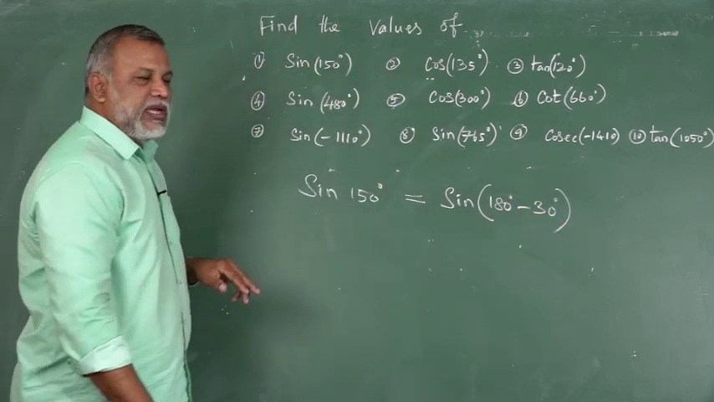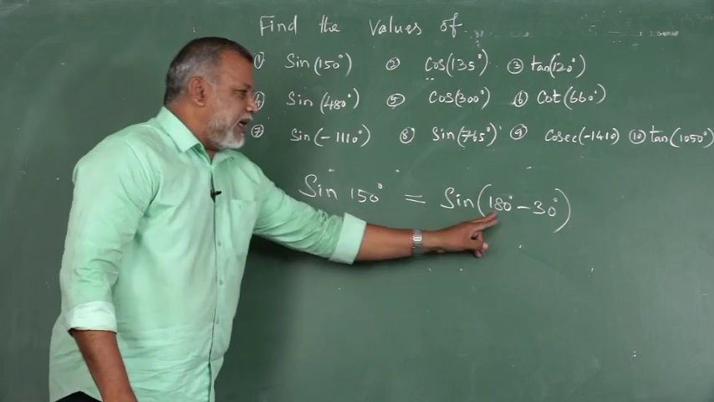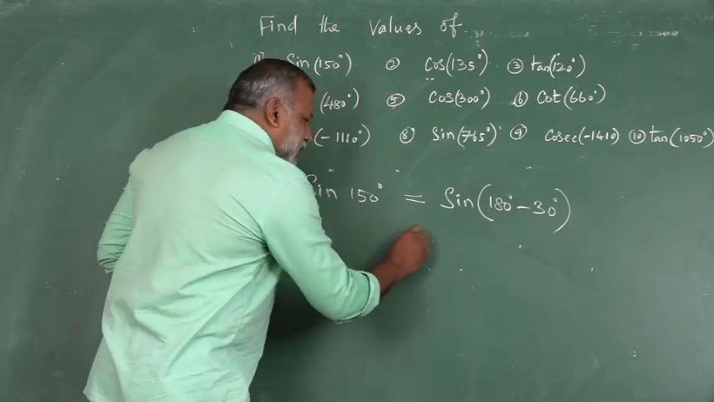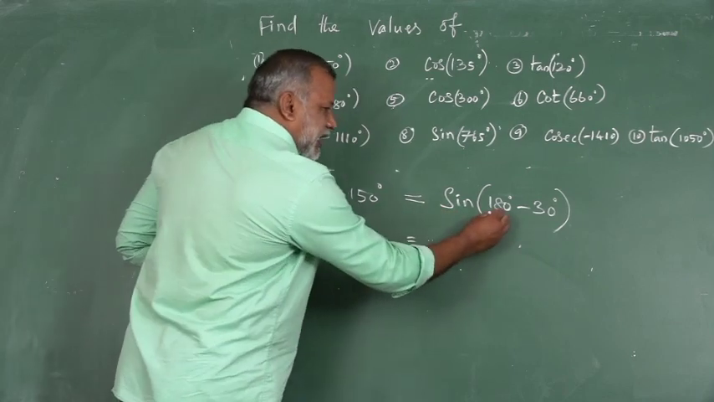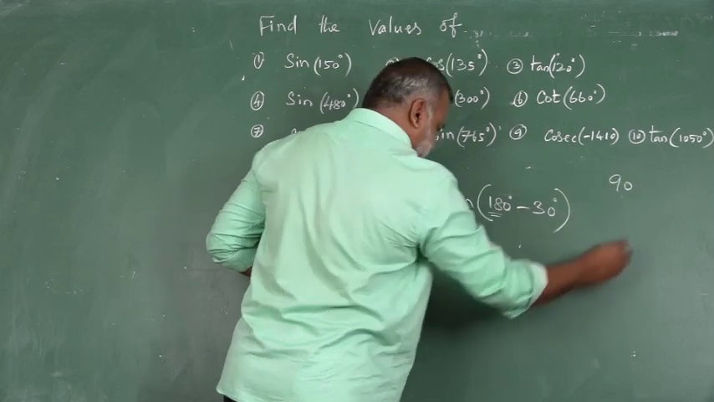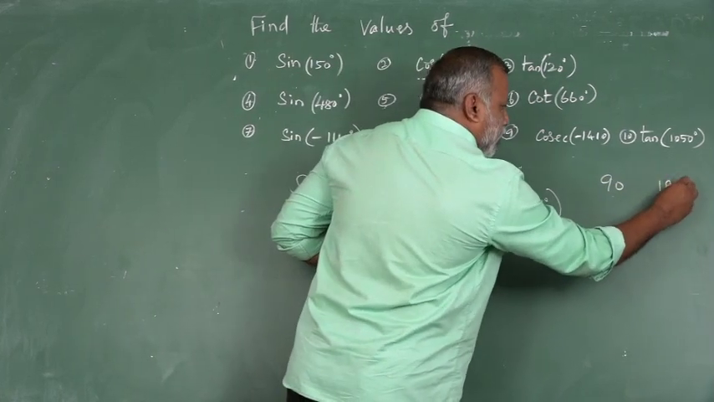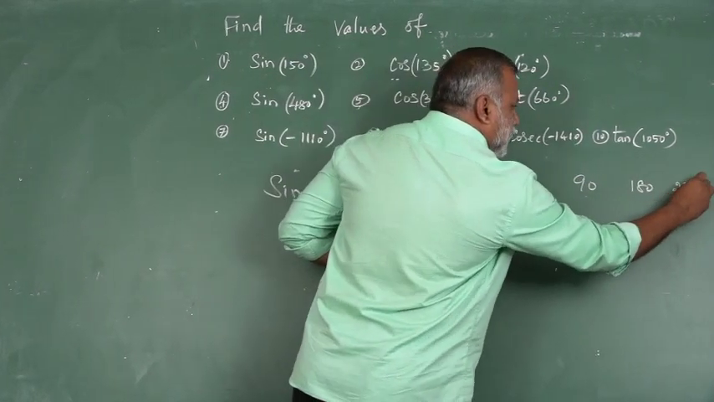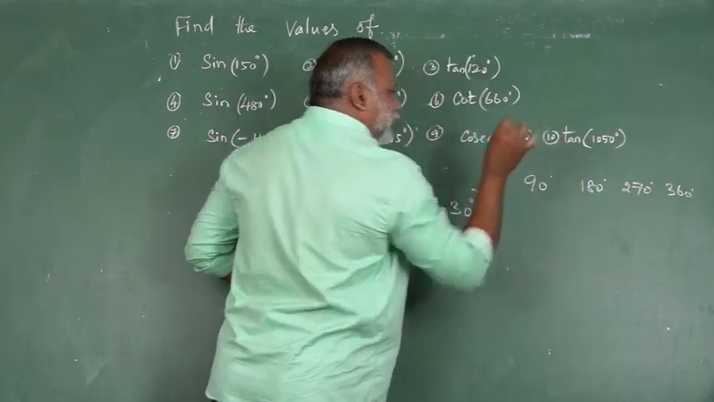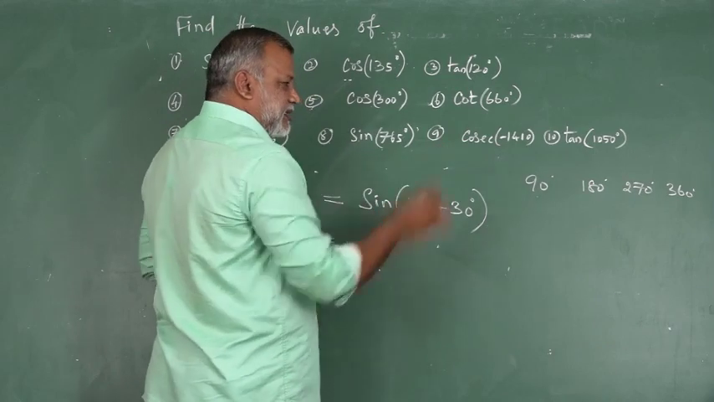Sine of 180 minus 30. 180 minus 30 is nothing but 150 degree. Now, we already discussed about 180 here. See 90, then 180, 270, 360. Any angle can be put in the four relations we already discussed.